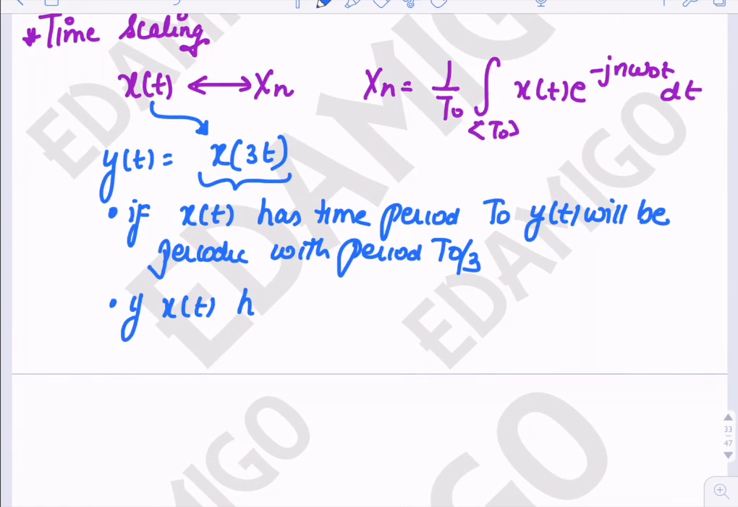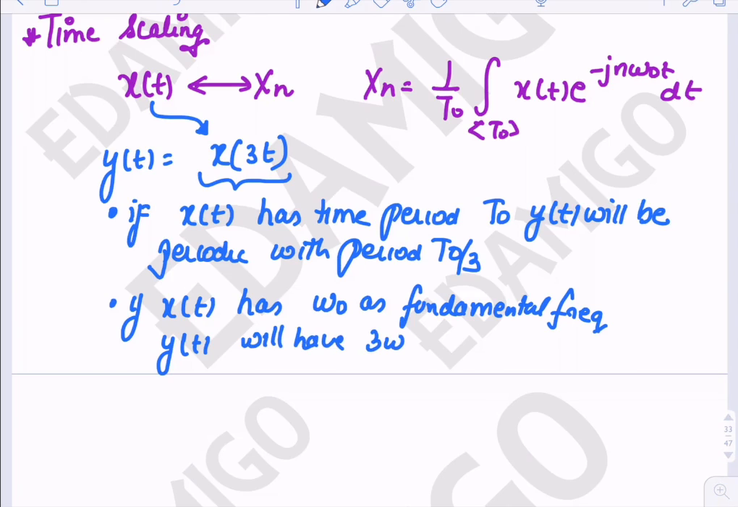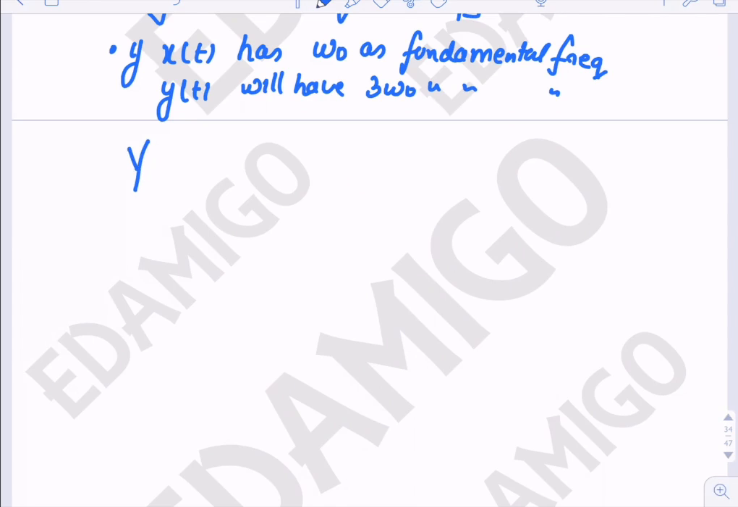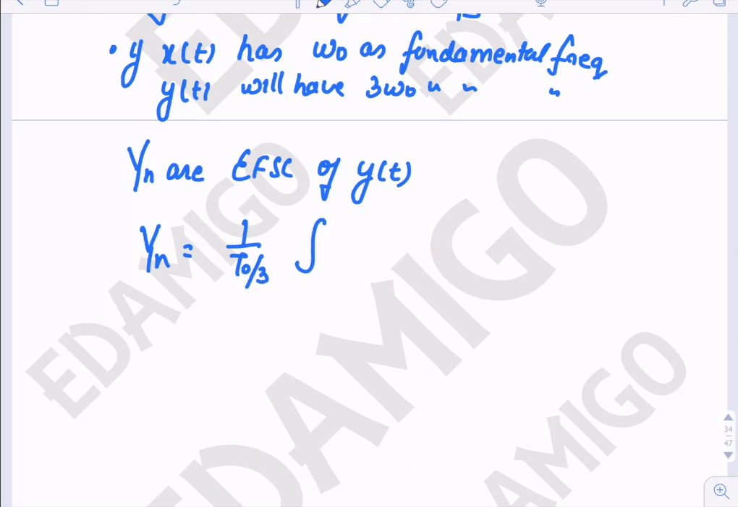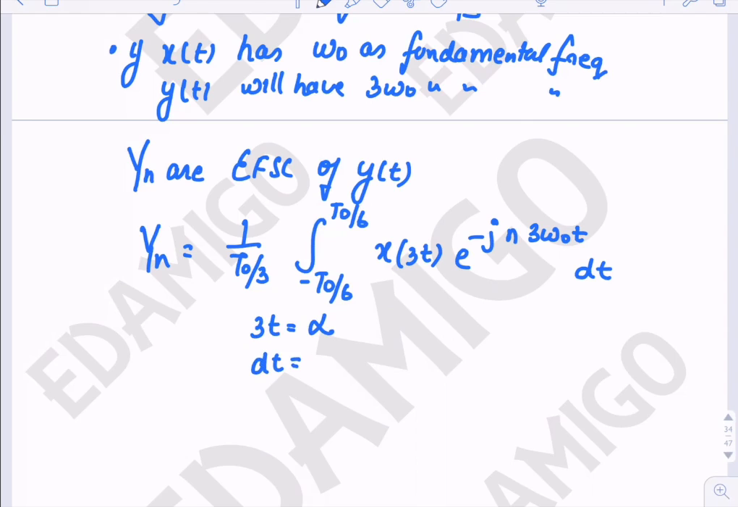If xt has omega naught as the fundamental frequency, yt will have 3 omega naught as the fundamental frequency. It is very important. These points are very important. Now let us say yn are the exponential Fourier series coefficients of yt. So yn will be equal to 1 upon time period. Here time period is t naught by 3. Integration over time period, so let us say minus t naught by 6 to t naught by 6 x of 3t e to power minus j n, here omega naught is 3 omega naught, t dt. Now let us say 3t is equal to alpha, dt is equal to d alpha by 3.